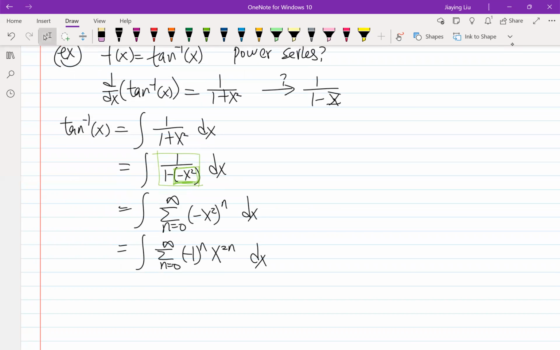And then the next step is just to integrate the series term by term, but we're still going to have a series. And -1 to the n doesn't get involved when we integrate. When we integrate x to the 2n, we have x to the 2n plus 1, but then divide by the new exponent 2n plus 1. Don't forget to add a constant c.